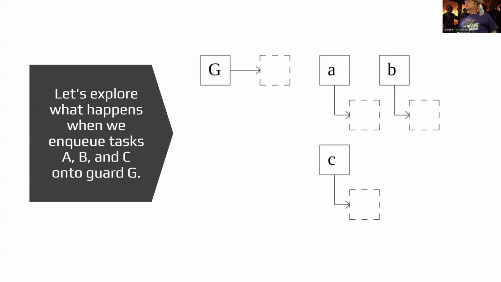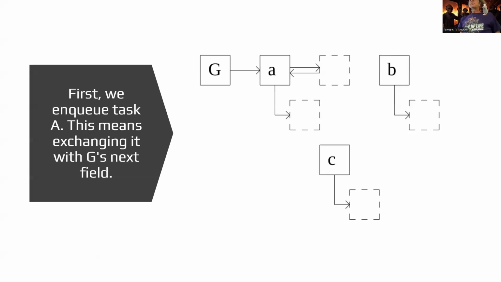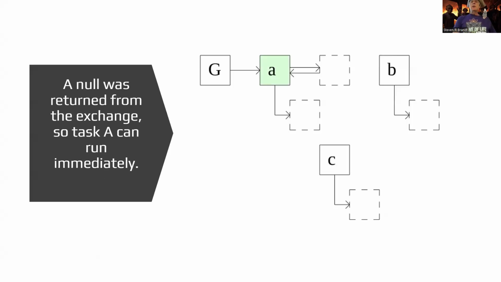Okay, so let's just run through it one more time and see if we're all happy. The idea is a guard, as well as all the tasks we submit to guards, have this next field on them. The way we submit a task to a guard is by doing a get and set that exchanges whatever task we want to run with whatever the guard has in its next field. And if we put in a task and we get a null back, that means we're the first thing to submit to the guard. That means we can just run. We don't have to do anything else. It's a special case. It will happen once for each guard.